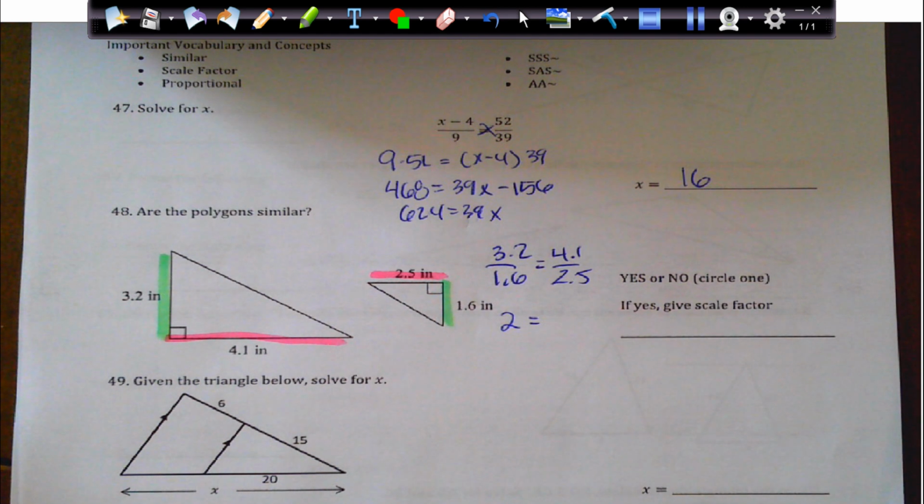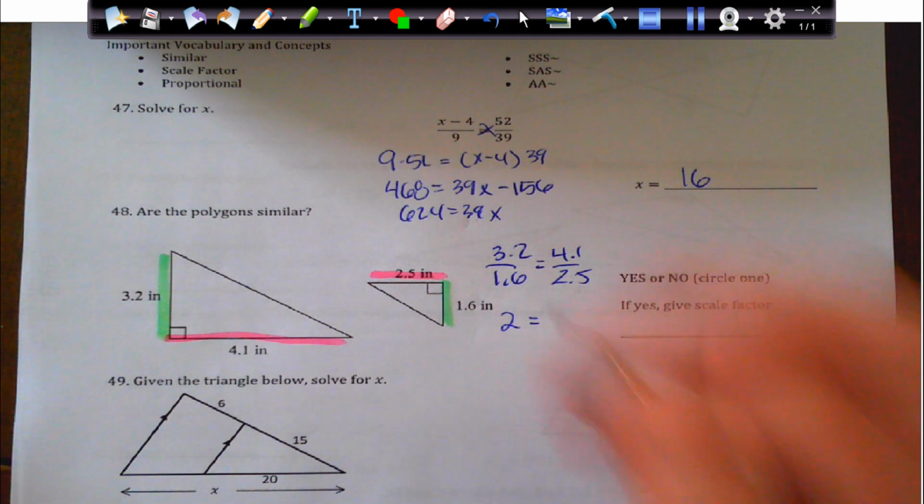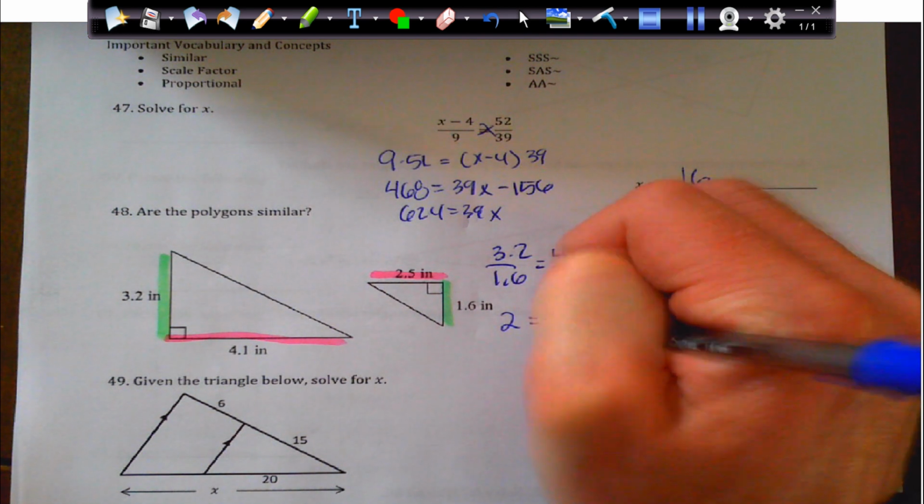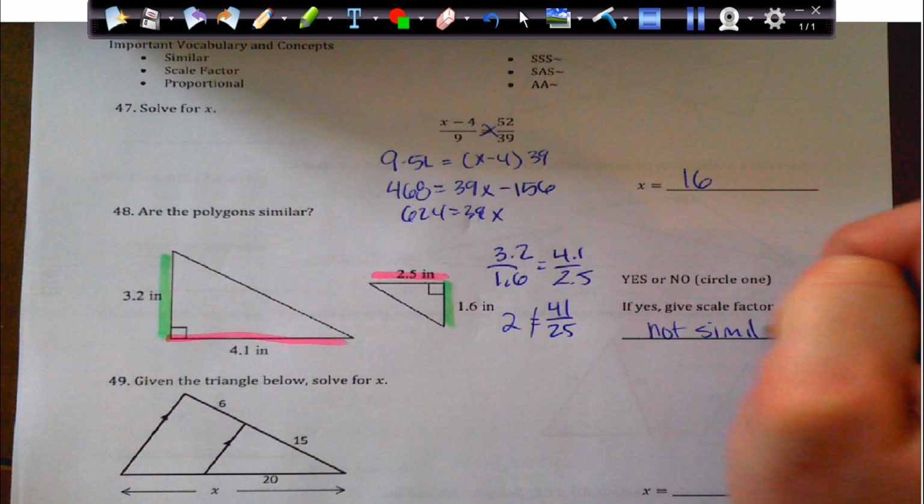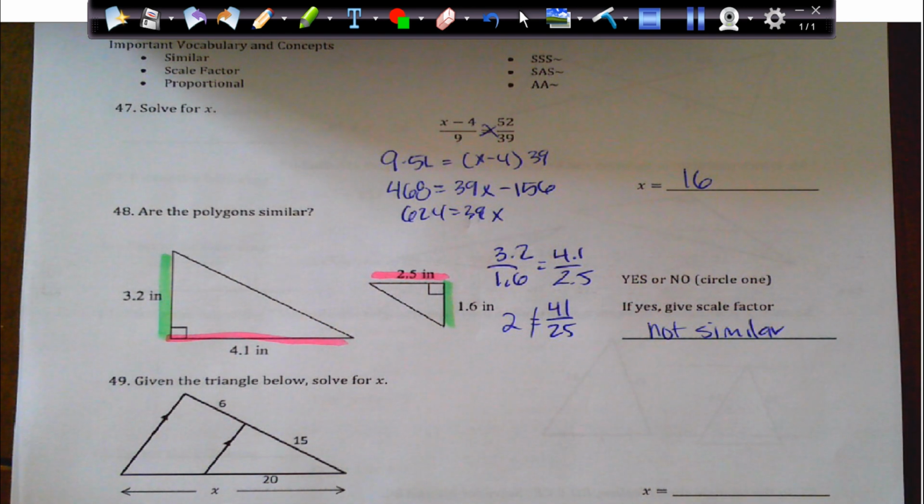I kind of have a feeling this isn't going to work out. I end up with 41 over 25. Those are not equal. So not similar. Sorry. Didn't work. We were close, but sorry.